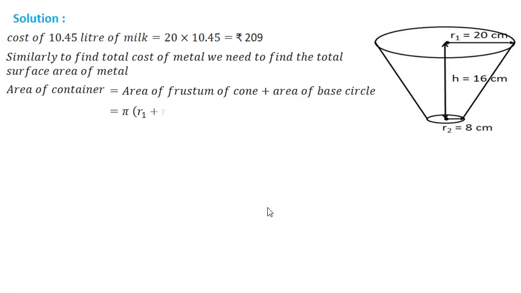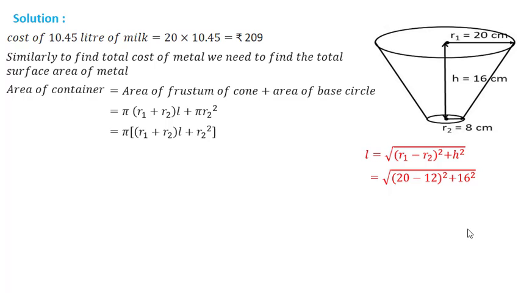Now curved surface area is πR1 plus R2 into L, and the area of base is πR2 square. We can take pi common. It will give me π into, in bracket, R1 plus R2 into L plus R2 square. Now put the values. Before that, I don't know the value of L, so first calculate the value of L. It is square root of bigger radius, that is R1 minus R2 smaller radius, the whole square plus h square.